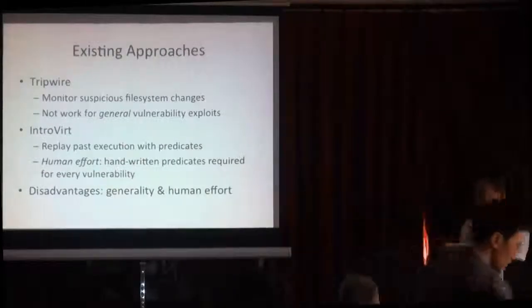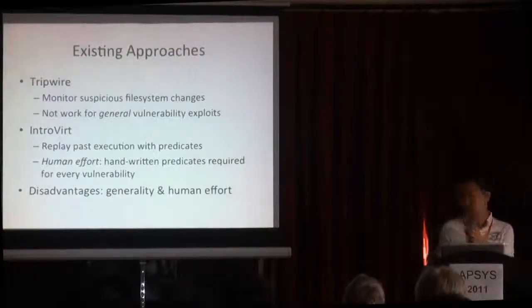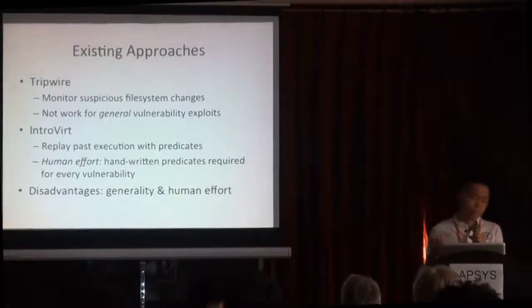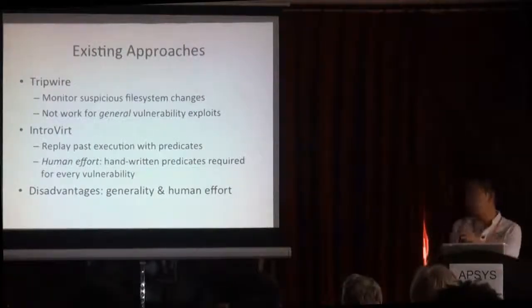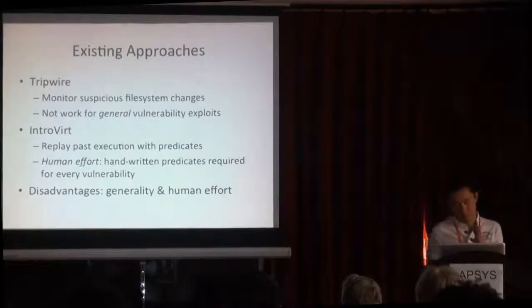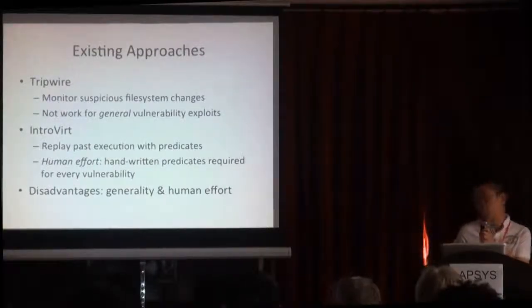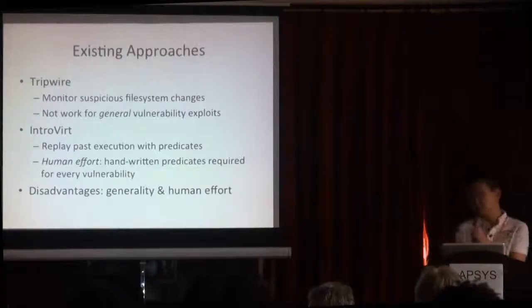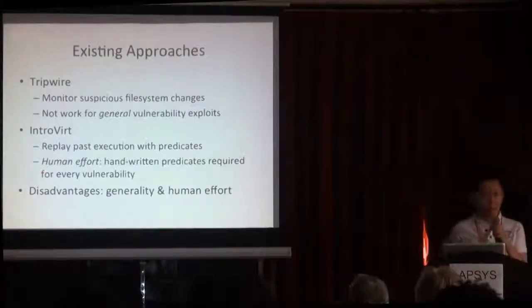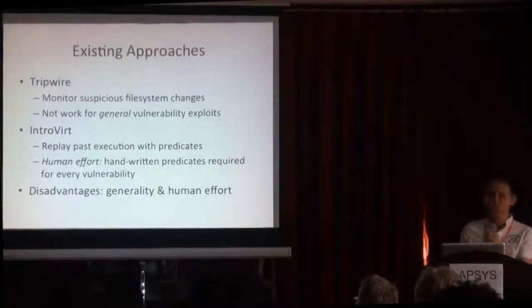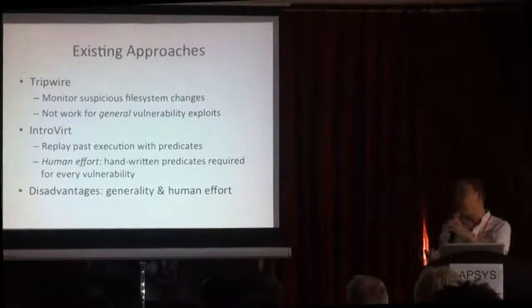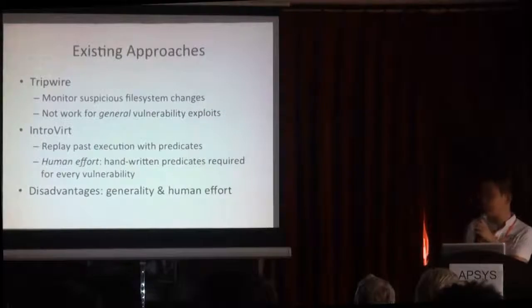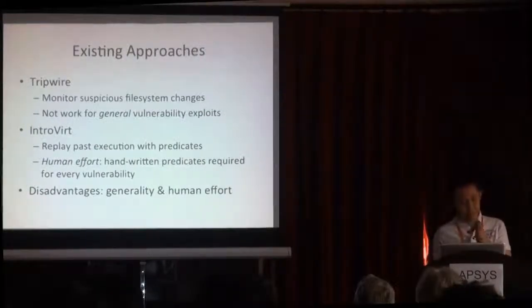Existing work includes rule-based tools like Tripwire, which basically watches for suspicious file system changes, for example if there are any changes to the password file or something like that. They do not work for general exploits. For example, if an attacker hijacks your traffic and modifies your HTTP responses, there's nothing they can do.